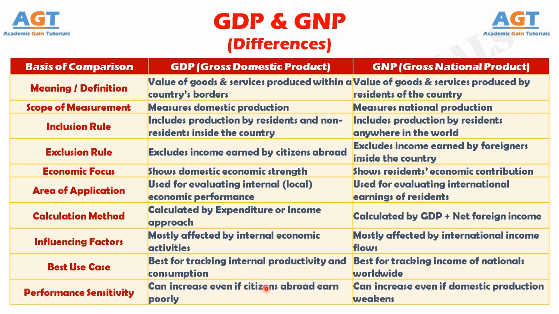And difference number 10. GDP may rise even if citizens abroad earn less, whereas GNP may rise even when domestic production falls if residents earn more overseas. So, these are the differences between GDP and GNP.